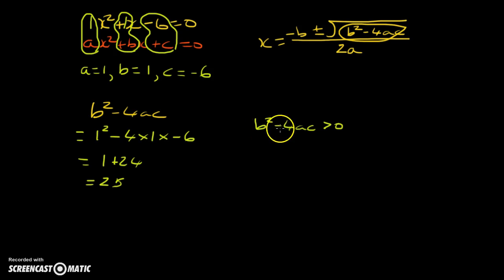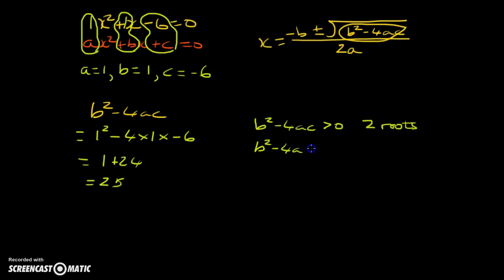Now whenever you have b squared minus 4ac, or the discriminant, greater than 0, that means there are 2 roots. You can think about it: if you were graphing this quadratic, the graph would cut the x-axis at 2 points. So with b squared minus 4ac greater than 0, there are 2 roots, and you can say they're 2 real and distinct roots, which would technically be the best phrase to use, I think.